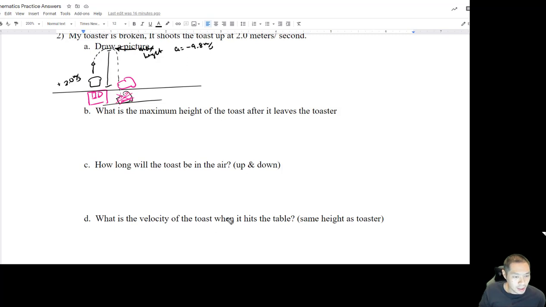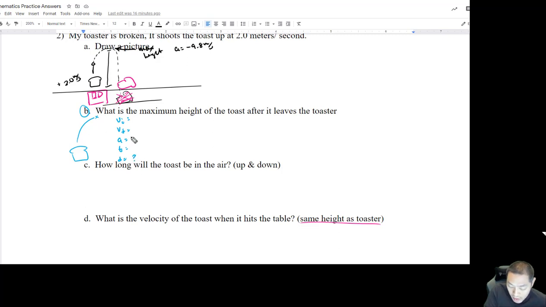And I think I explain it right here, same height as toaster. But before we even get there, let's say from here to here, what is its max height? Well, we know max height ends here, so instead of having the problem go all the way back down here, for B, we're going to have the problem only go up. So here's my toast. I'm going to end the problem when it reaches max height. And the reason why I want to do that is because when I have my variables, VI, VF, A, T, D, we're looking for displacement. That's the max height.